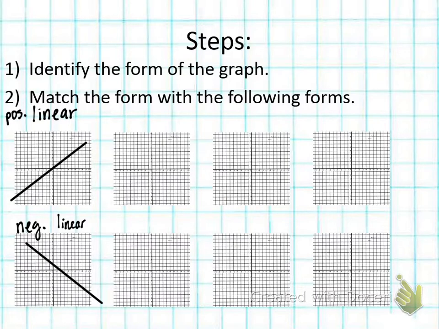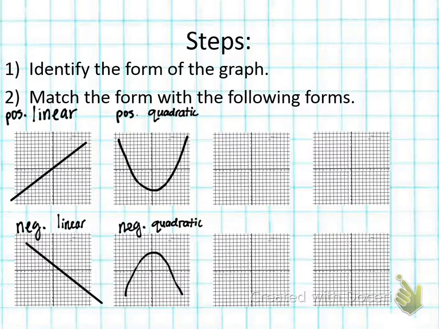You see that? Okay, the other form that you could have is positive quadratic and negative quadratic, okay? So quadratic looks like a U. Positive quadratic has a U shape. Negative quadratic has a U shape and it's pointing the opposite way. So, for example, positive quadratic opens up. It could look like that. Negative quadratic opens the opposite way, it opens down, okay?